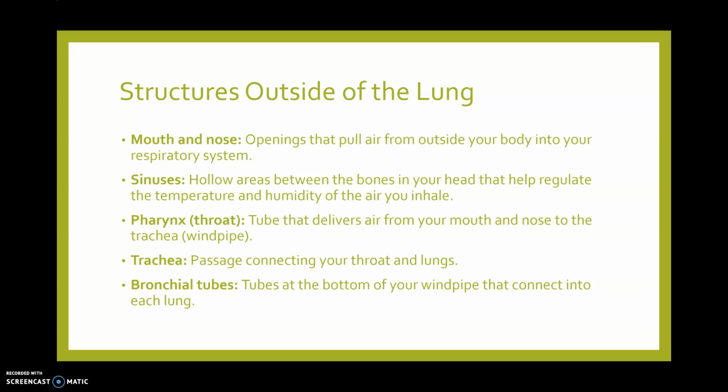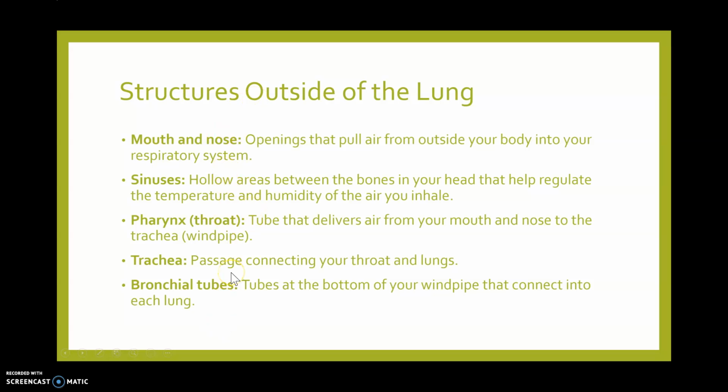Our next part is our pharynx, or our throat. This tube is going to deliver that air from your mouth and nose to the trachea, which is what we would call our windpipe. Our trachea is going to be that passageway that starts connecting your throat to your lungs. And then those bronchial tubes are where you're going to see that division to the left and right lung, connecting to each lung. So all these structures are on the outside of our lung. You can see here I'm also following the movement of air from the outside in.